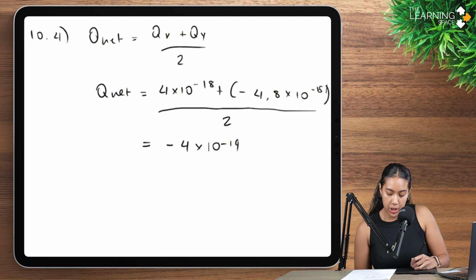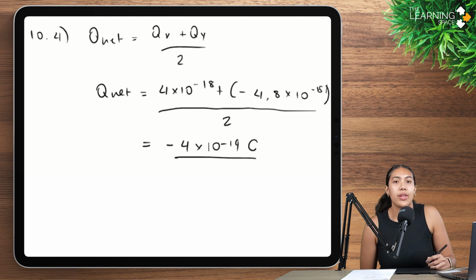And because it's charge, our SI unit is coulombs. Cool. Thank you. That's it for question 10 on electrostatics.